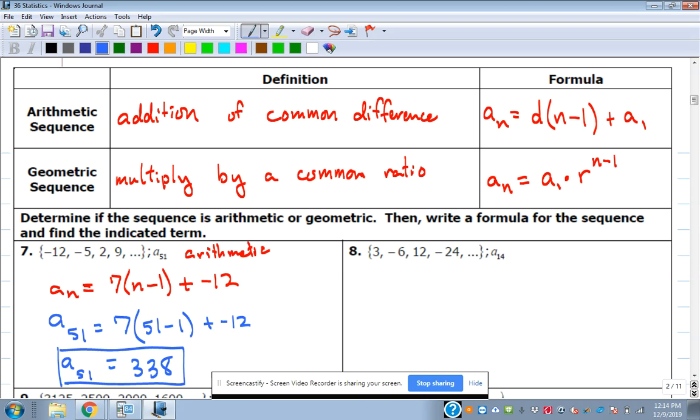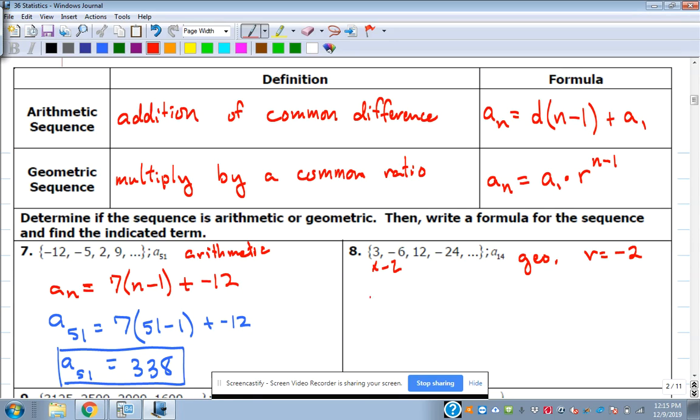Okay, let's look at number 8. How do we get from 3 to negative 6? If I multiply by negative 2, that gets me there. What about from negative 6 to positive 12? Do I multiply by negative 2 again? Yes. So that's happening every time, I'm multiplying by negative 2. So that is my common ratio. So this is geometric, and I'll just abbreviate it geo there. Geometric with a common ratio of negative 2.